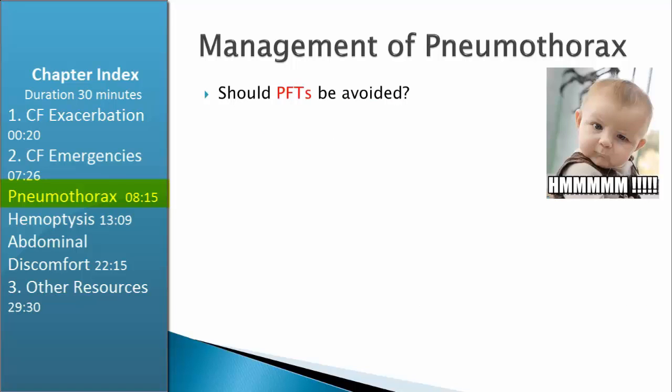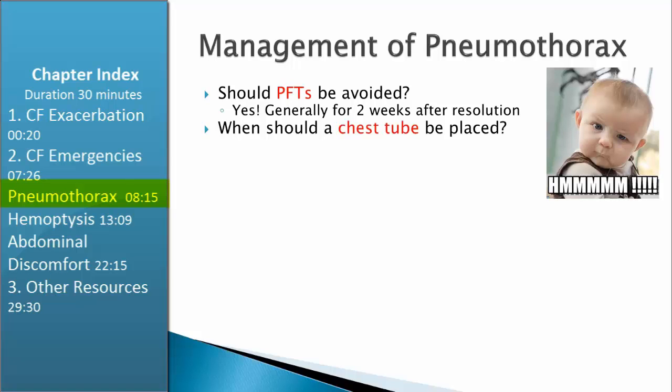Should PFTs be avoided? Yes. PFTs, like some of the inhaled therapies, can greatly increase the intrathoracic pressure and could worsen the pneumothorax. And we generally wait at least 2 weeks after resolution of the pneumothorax to obtain PFTs. This can make things slightly challenging when you're managing someone for a CF exacerbation because you don't have PFTs to guide you in determining whether or not your antibiotic regimen is working. So you'll have to go much more based on symptoms and exam.